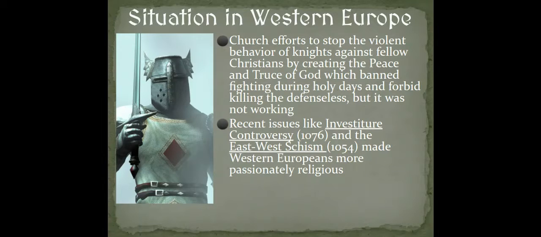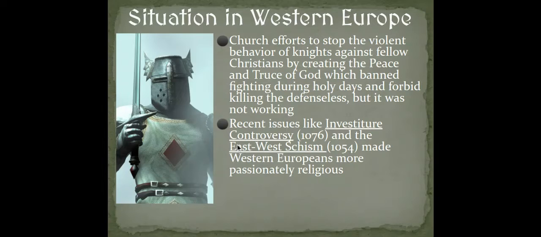There are recent issues in the 1000s that really fire up the religious in Europe. One issue is called the investiture controversy, which is a fight between the heads of the church and non-church leaders, so kings, dukes, barons, on who can appoint bishops. Bishops are church leaders that sit at cathedrals. There's a question: if a cathedral is in my kingdom, do I get to appoint the bishop, or does the Pope get to appoint the bishop?